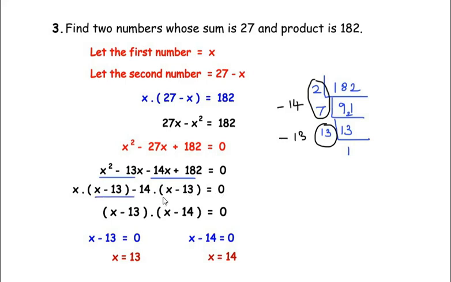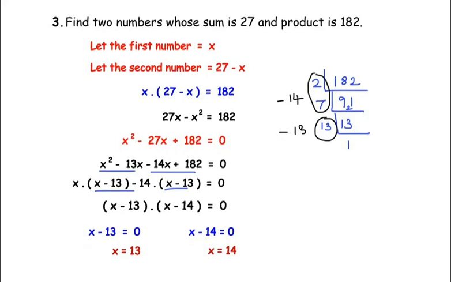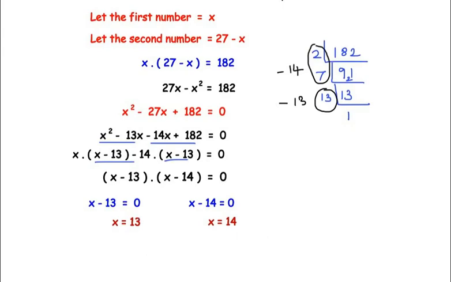Now x minus 13 is a common factor from these two terms, so we have taken it out and the second factor becomes x minus 14 equal to 0. Now equating each of the factors equal to 0, we get x minus 13 equal to 0 and x minus 14 equal to 0. Now taking negative 13 on the other side of the equal to sign, we get x equal to 13, and similarly taking negative 14 on the other side of the equal to sign, we get the value of x as 14.